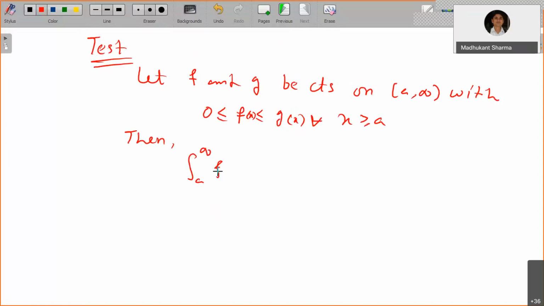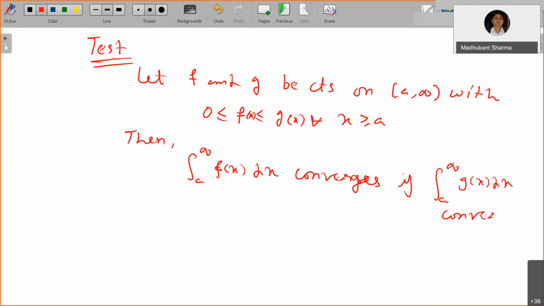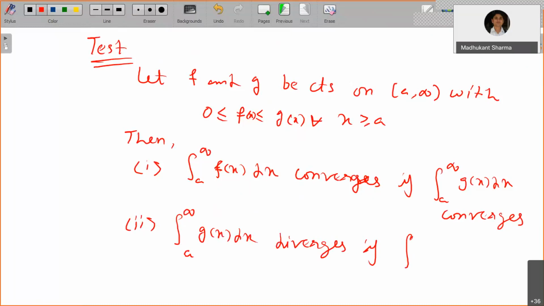Then the integral from a to infinity of f converges if the integral from a to infinity of g of x dx converges. So this is the first. And the second: the integral from a to infinity of g of x dx diverges if the integral from a to infinity of f of x dx diverges. Okay, right.